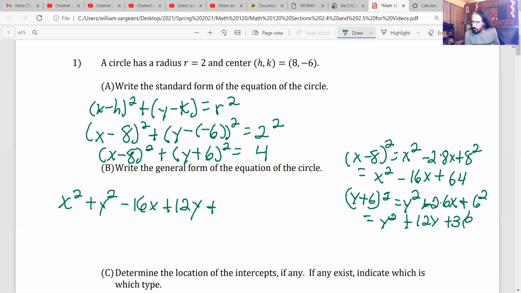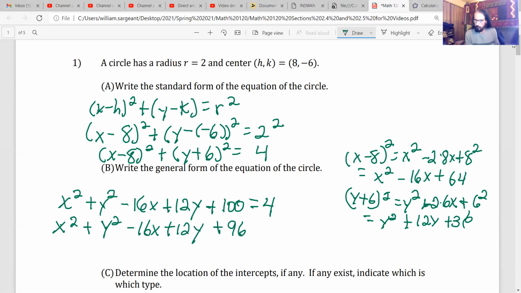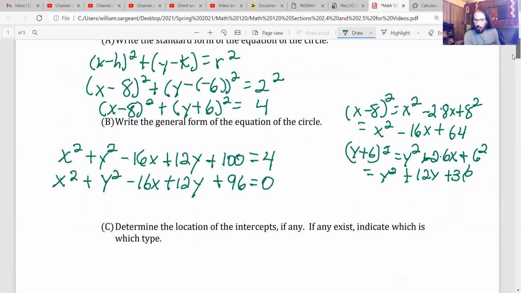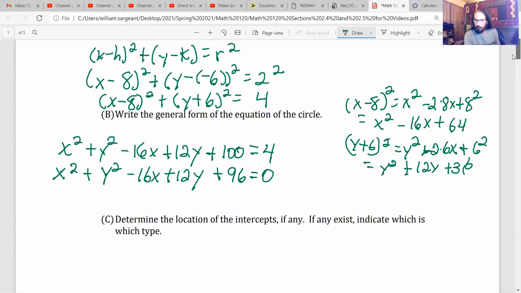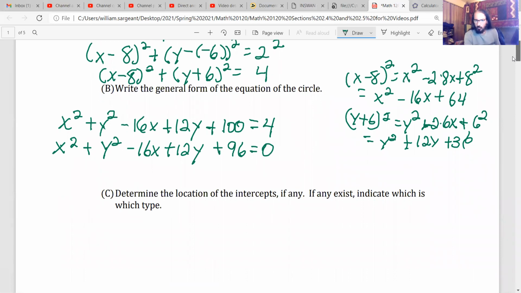64 plus 36 is 100. And that is equal to the 4 here. So subtract the 4 from both sides to get it equal to 0. Real quick, I'm checking something in my head. Yes, okay. Now I'm going to go with the, you could go with either version here. You may find some pros and cons to either.